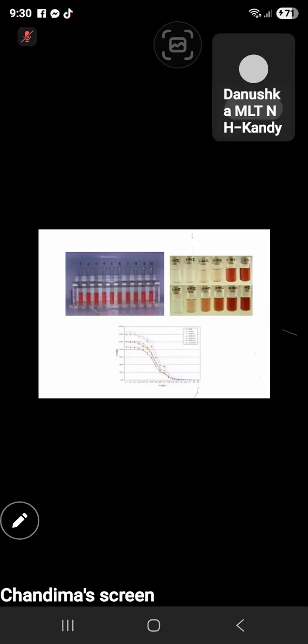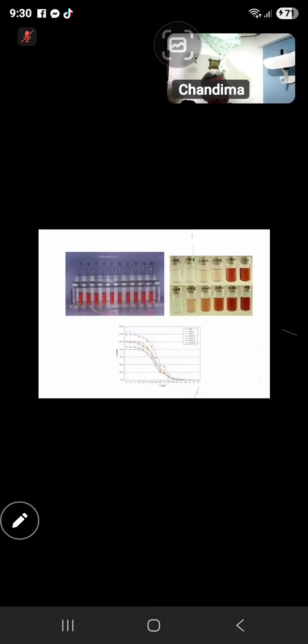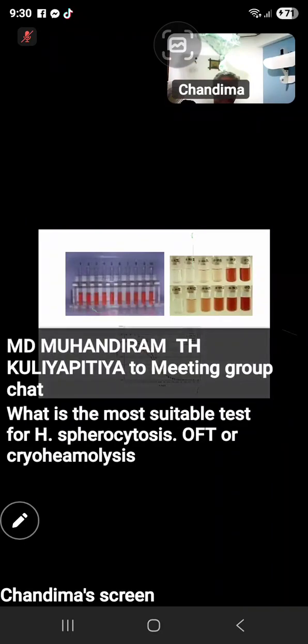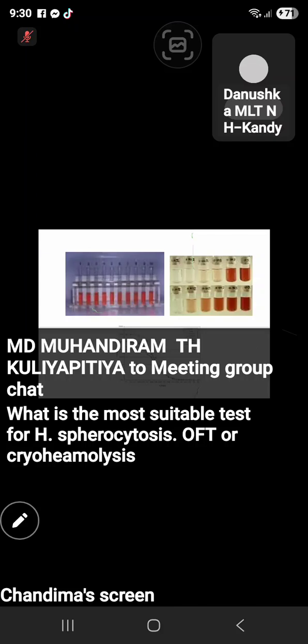Surface area also. Surface area can be a problem because if it has a higher surface area, it can absorb more water. At that time, the fragility can be decreased.